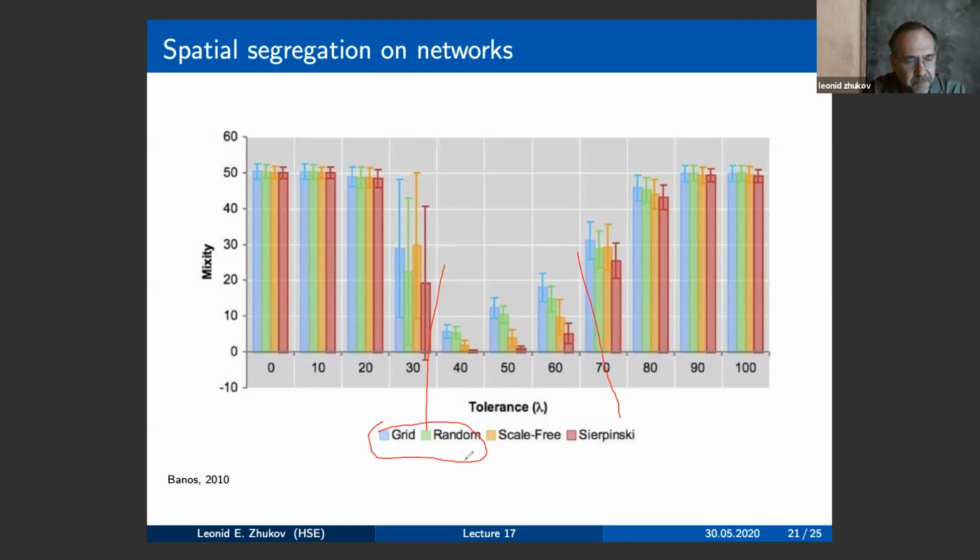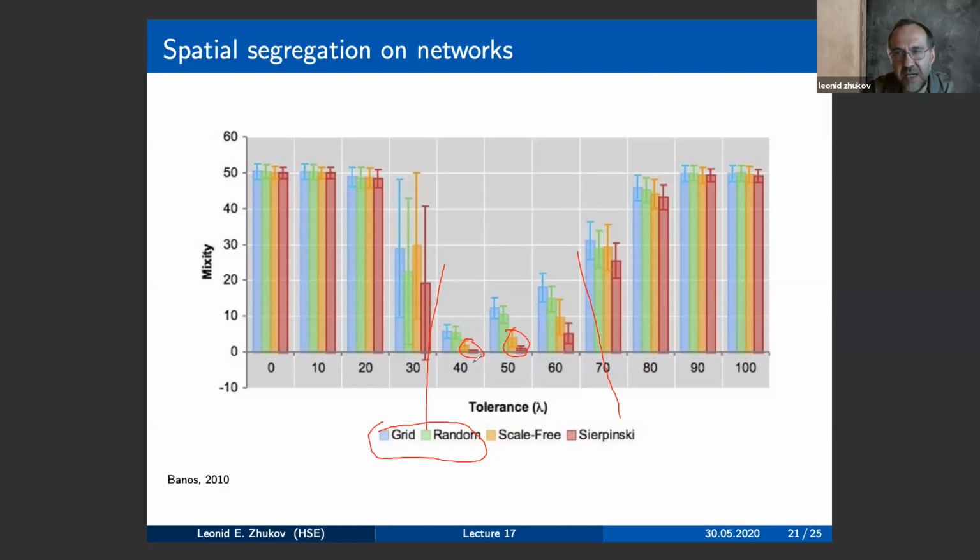And those two networks, scale-free and Sierpinski, those that have clusters, behave quite differently. For them, the level of mixity, or in other words the segregation, becomes much, much stronger. So clusters do encourage segregation, the existence of the clusters.